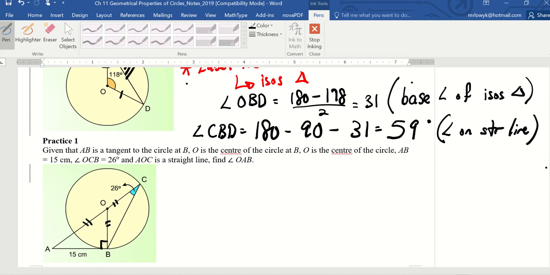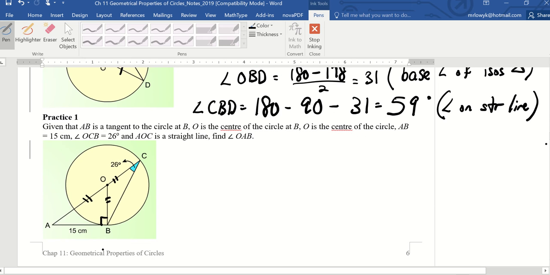OAB is here. Is it easy to find OAB now? Pretty easy, right? I can go around and find all the angles. I can find this, and this, like that. Understand? Good. Skip.